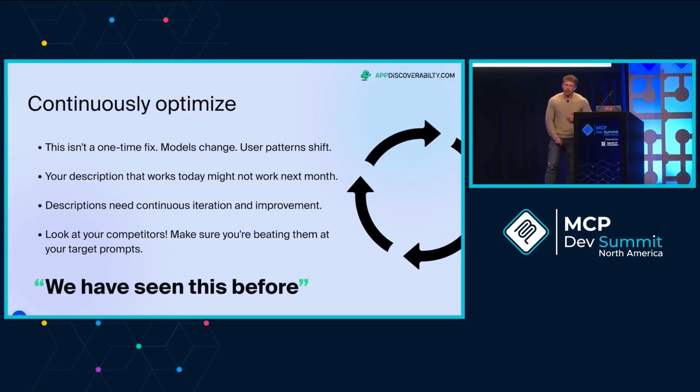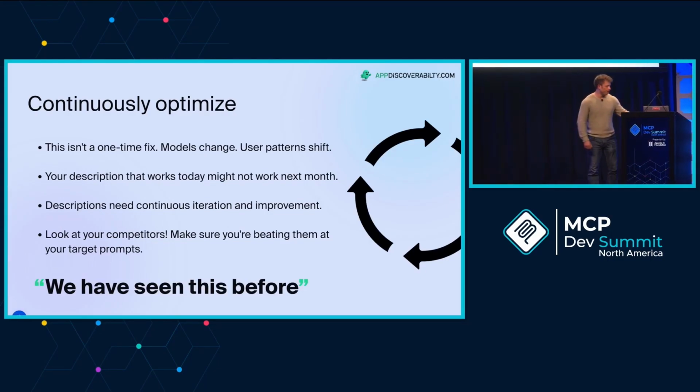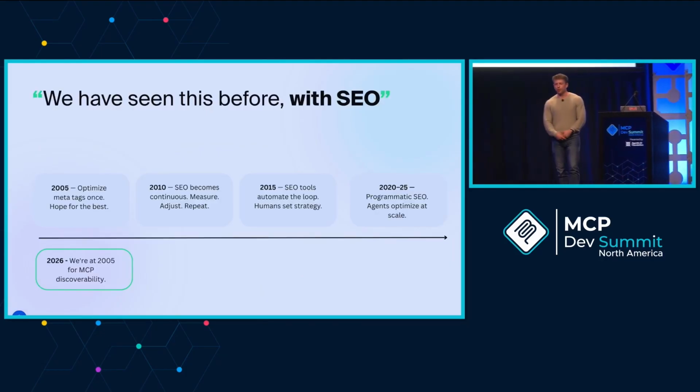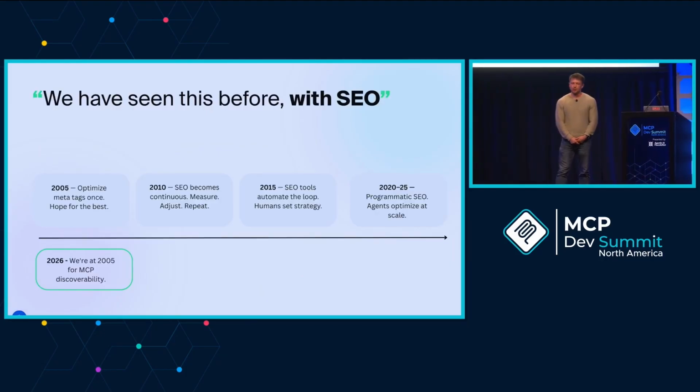And the good news is we have seen this before. We have seen this before with SEO. Right? In 2005, we were kind of one-shotting metadata for websites. That's exactly what we're doing now with tool descriptions. We're kind of doing our best. We're doing tests, and then we submit, and then we let go and hope for the best.